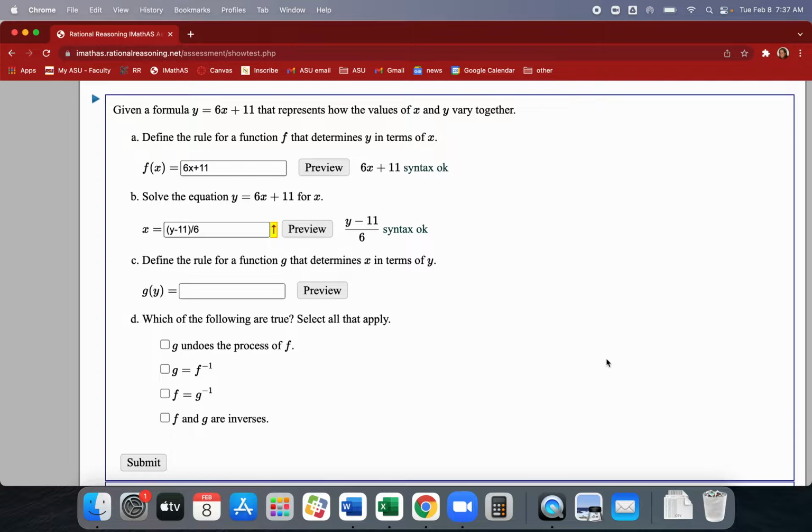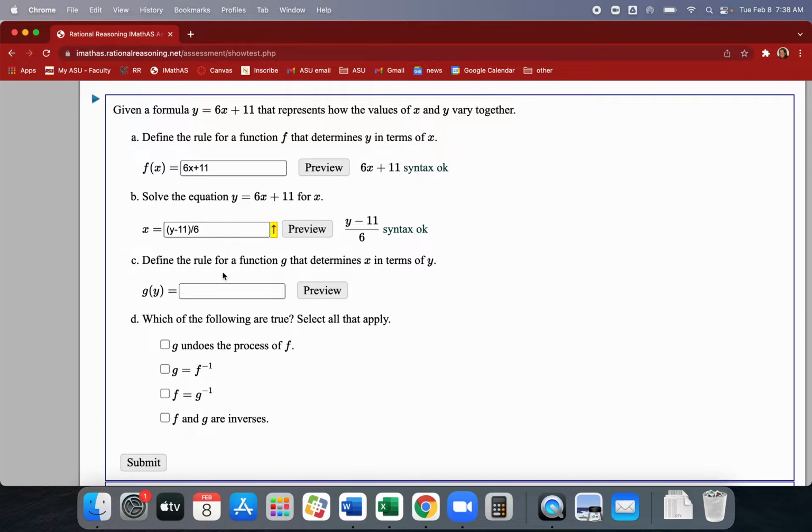And here's that wordy description again. Define the rule for a function g that determines x in terms of y. Just like the original description at the top of the page in part A, we're basically just copying this down. I had y equals 6x plus 11, a formula that calculates y based on having a value to sub in for x. It's a formula with just x's in it. And this is a rule that determines y in terms of x, determines this value, 6x plus 11, which is y, because it says so right there, by just using x. That's the only unknown to plug into in that formula.